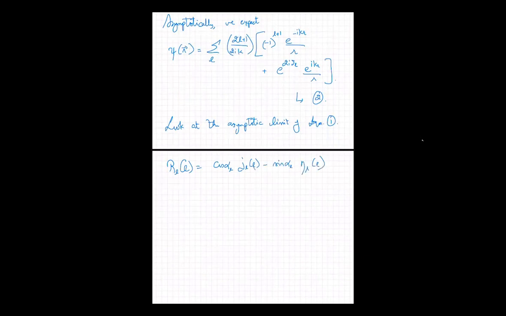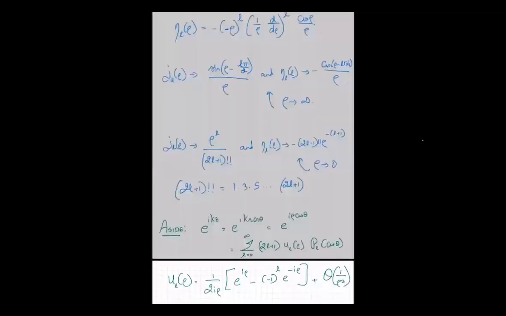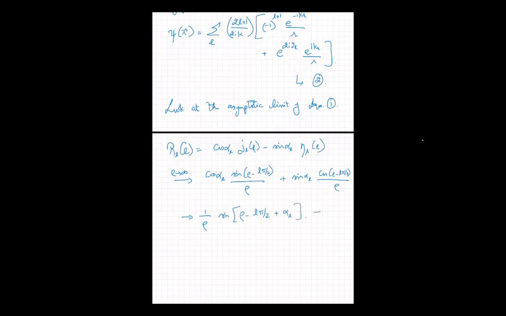In the asymptotic limit, rho goes to infinity, J behaves like sine of rho minus L pi by 2, over rho, and eta L behaves like cosine of rho minus L pi by 2, over rho. So in the limit rho goes to infinity, using the asymptotic nature that we have just discussed, which is over here, right? Substituting this, we find that this is equal to cosine alpha L sine of rho minus L pi by 2, divided by rho, plus sine alpha L cosine of rho minus L pi by 2, over rho, which means in this limit, this goes over to 1 over rho times sine of rho minus L pi by 2 plus alpha L. Okay, so let us call this equation 3.